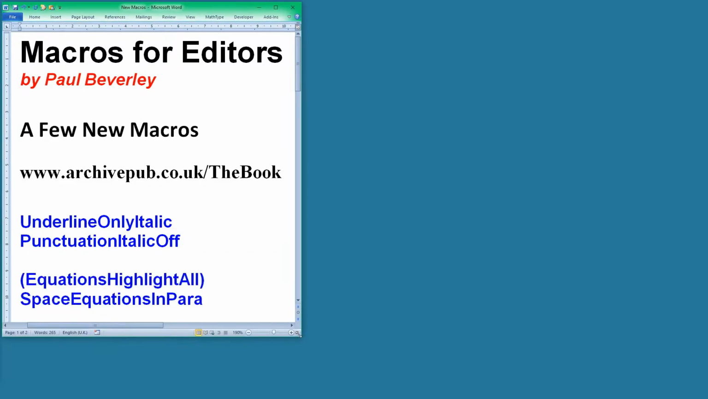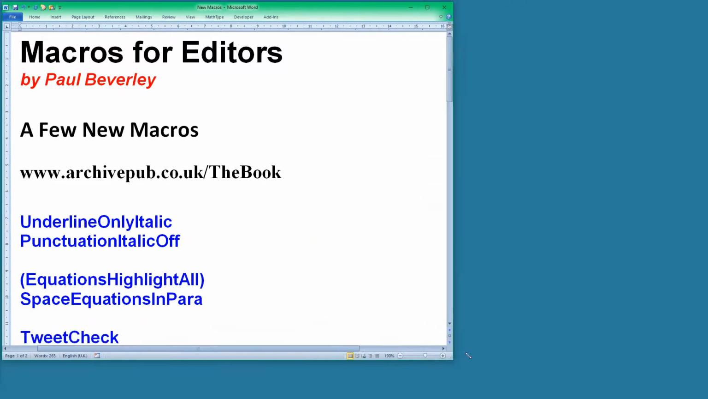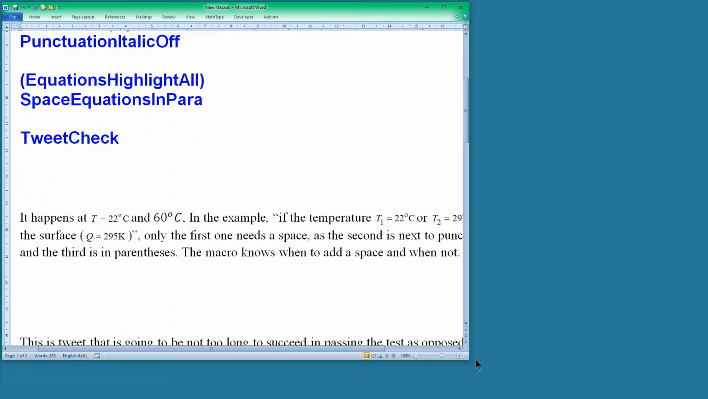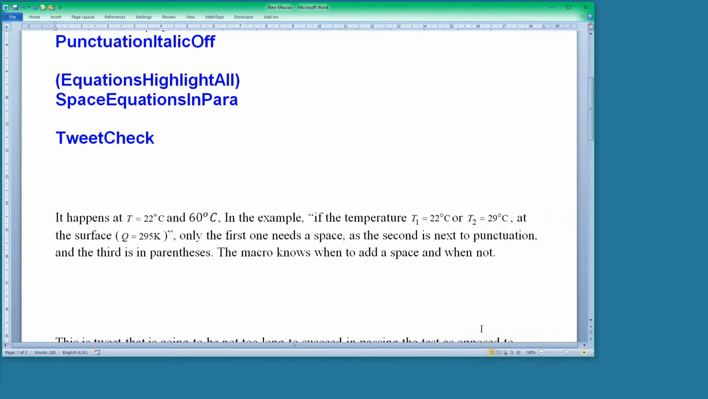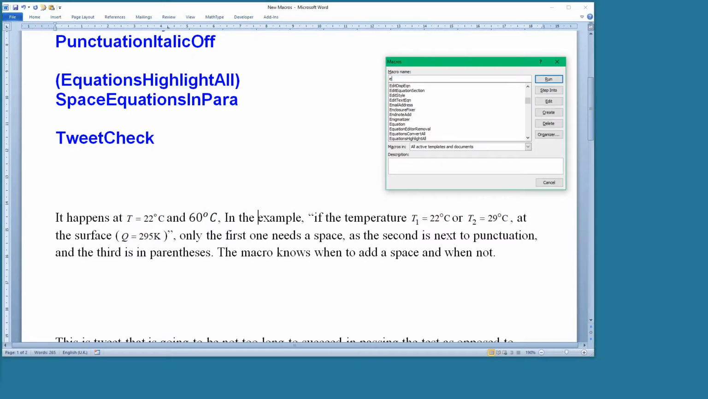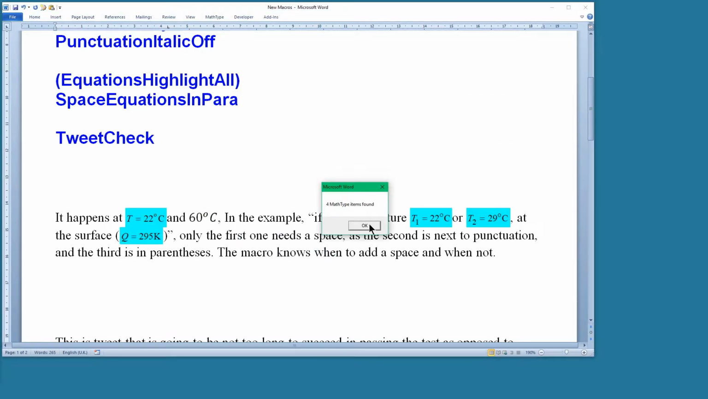Next up is equation, well that's an existing one, but the new one is space equations in para. So to demonstrate that, I'm going to look at a paragraph here. So first of all, equations highlight all. If I run that, we can see that we've got 4 MathType equations and 1 Equation Editor equation.